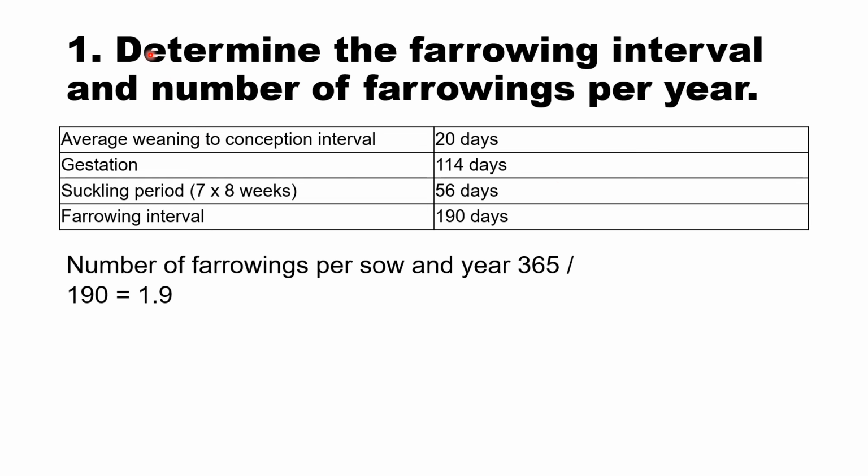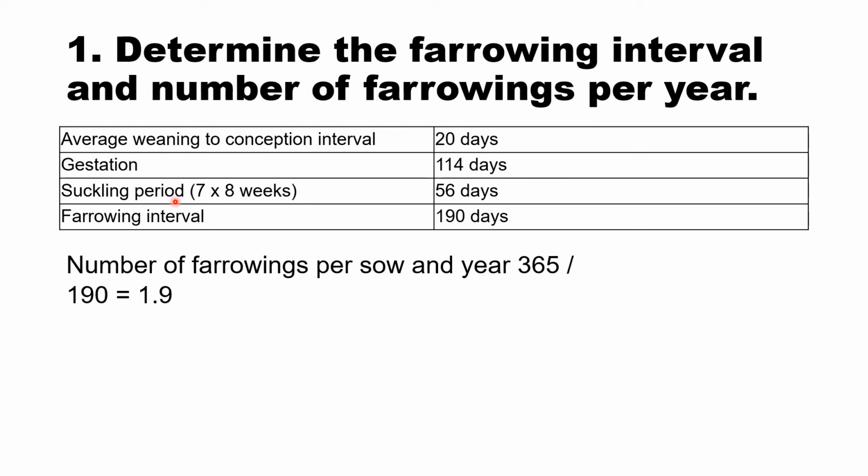So, first, we need to determine the farrowing interval and number of farrowing per year. So, dapat ma-determine natin yung average weaning to conception interval, yung gestation niya, yung suckling period, and then yung farrowing interval. So, yung average weaning to conception interval, yung average niya is 20 days. So, given na yan. Yung gestation, alam na naman natin, 114 days.